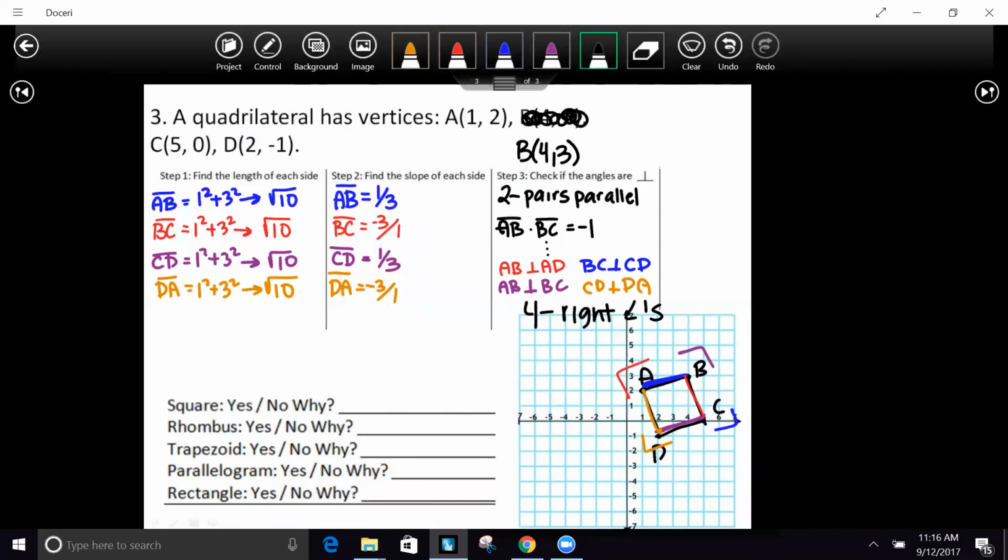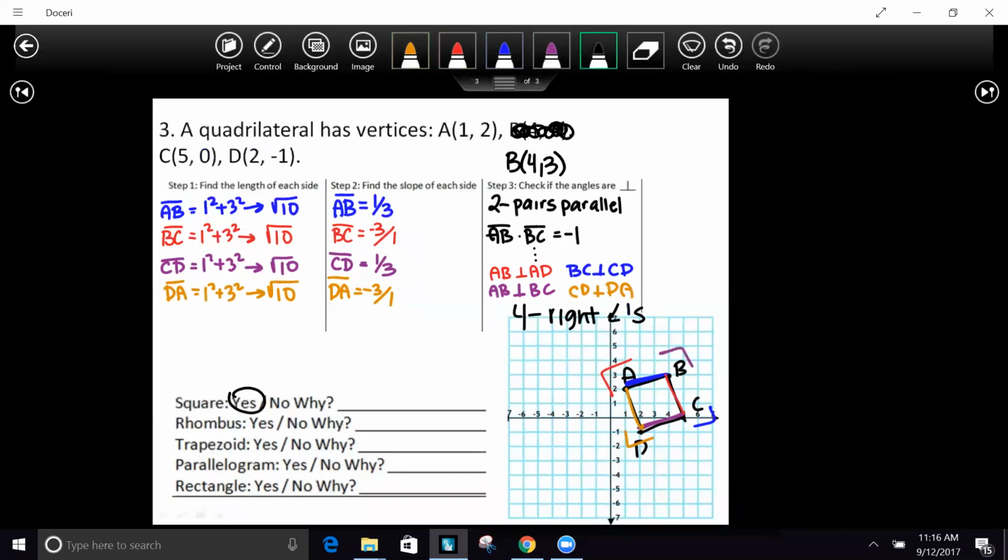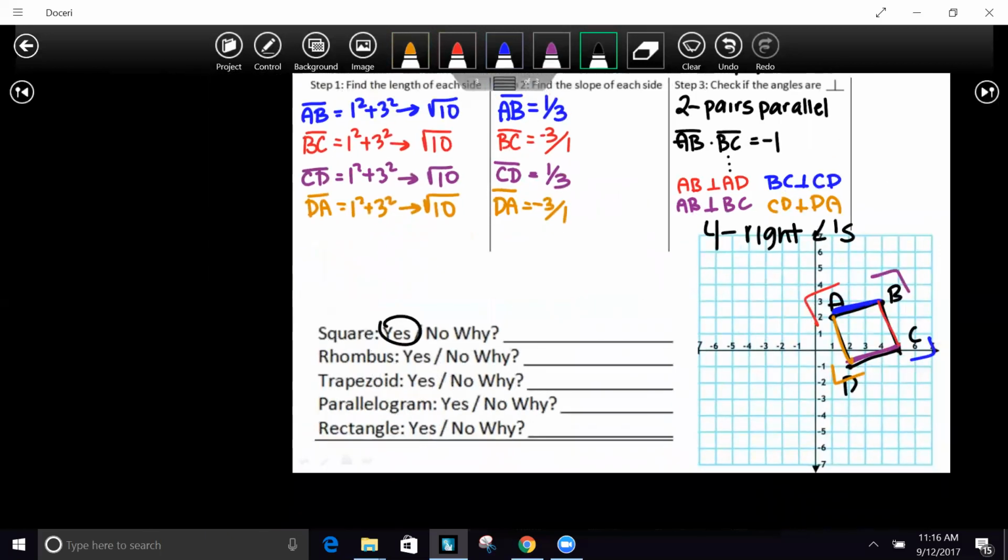Is it a square? Yes. Why? Because it has 4 angles. 4. Yes. 4 sides. Congruent. 4 perpendicular. I'm super abbreviating on that one.